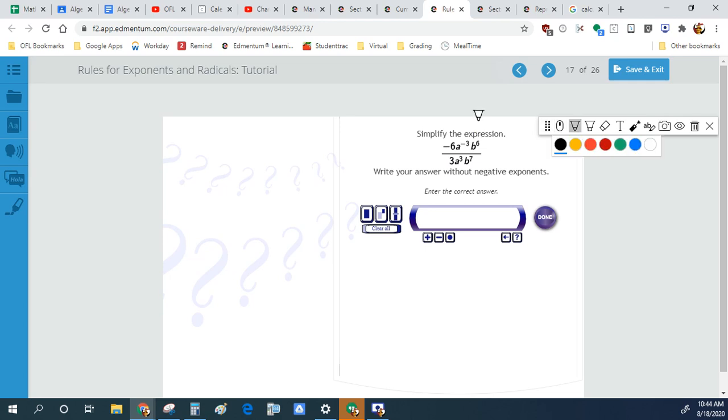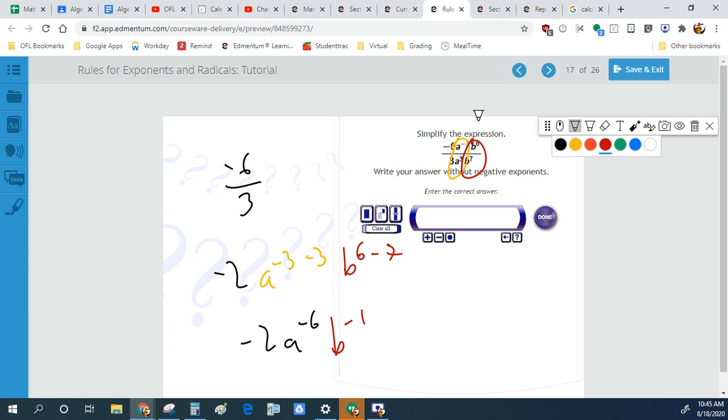I like practice. It gets you guys used to it, especially since we're going to be doing those practices on our own. So -6 divided by 3, that's going to be -2. And then I'm going to erase that part. Moving on to the a's. Now I have a to the -3 minus 3. This is -2, a to the -6. Now I'm going to move on to the b's. So this is b to the 6 minus 7. So this is b to the -1.